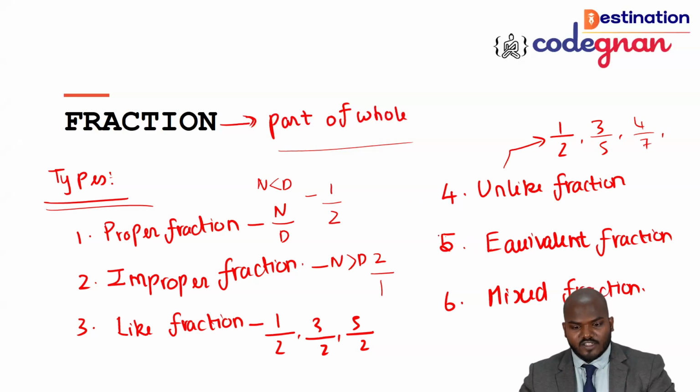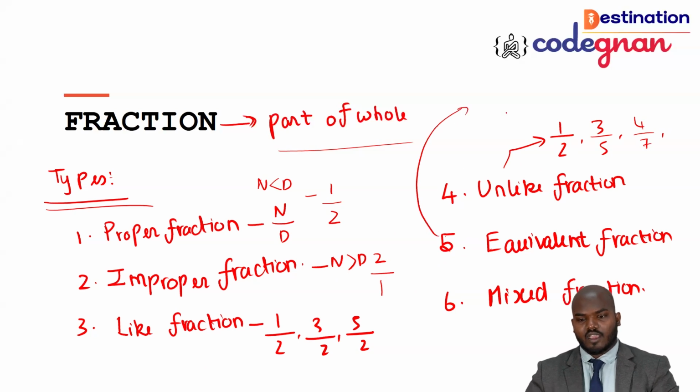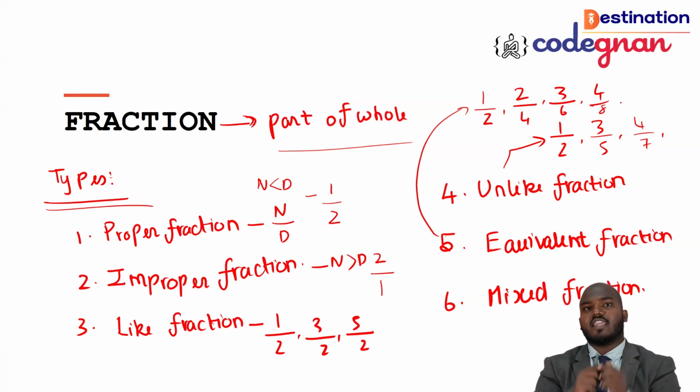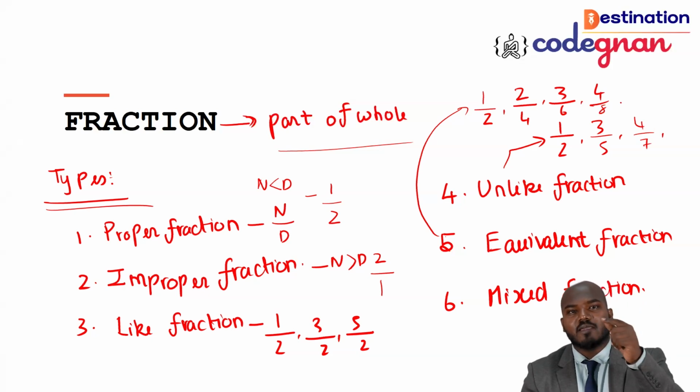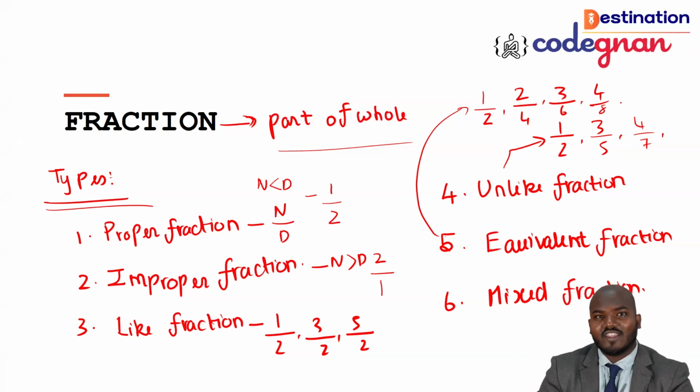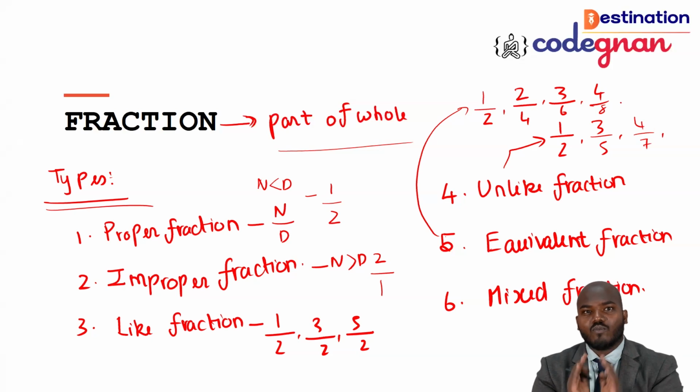Okay, an equivalent fraction is like a multiple. Take 1 by 2, the same value going forward. I can call it 2 by 4, next 3 by 6, next 4 by 8 here. You can see every time the multiple keeps increasing by 1. So we call it an equivalent fraction.